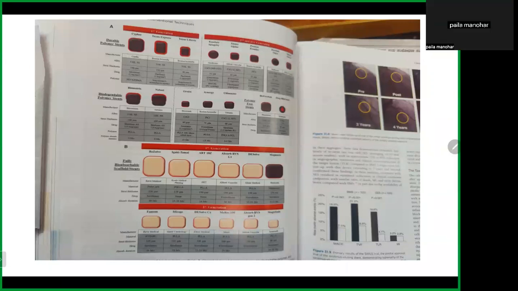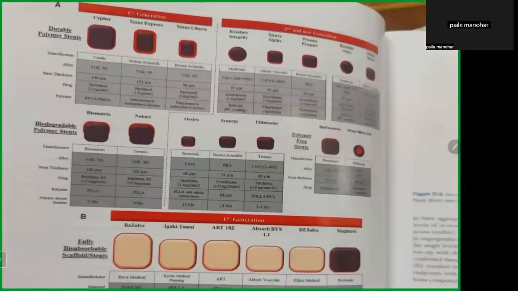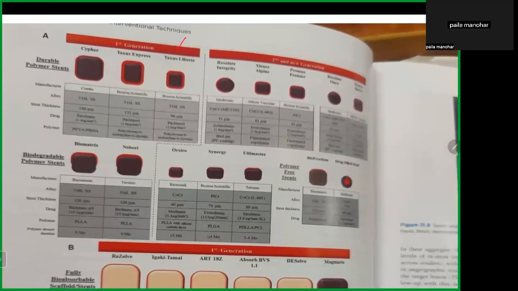So these are the generations of the stents. There are different classifications. This is from Grossman. In Topol, there is the first generation. If you see, this is Cypher, Taxus. This is the polymer. As the generation increases, the polymer occupying the space of the stent is getting reduced. As you can see, this is the first generation.